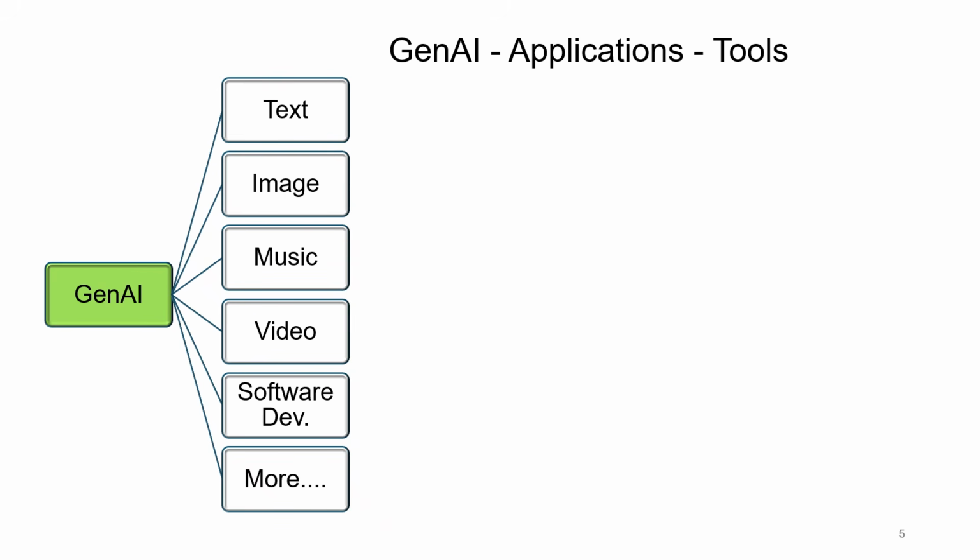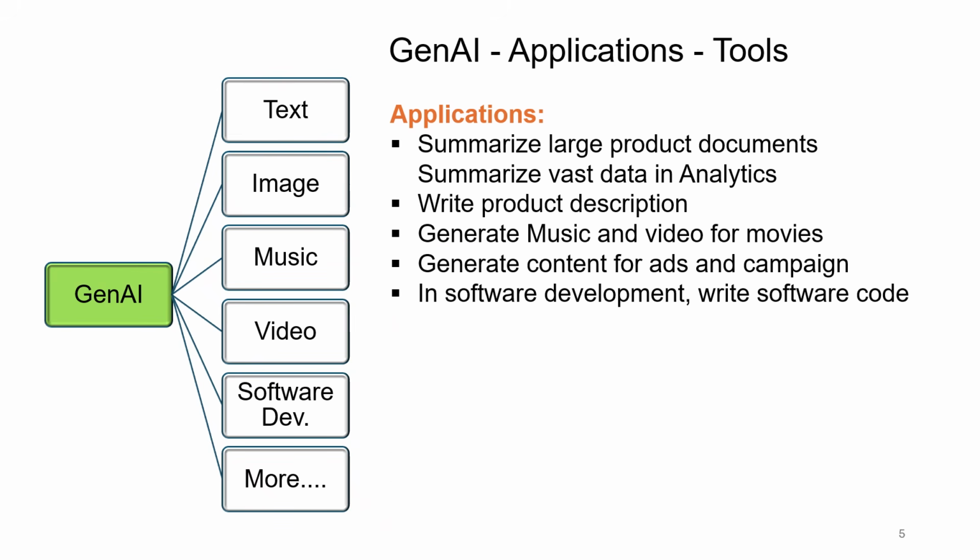Gen AI can perform complex tasks: summarize vast amounts of data using data analytic tools, summarize product reports, generate stories, poems, images, music. In software development, Gen AI is used to write code, review the code, refactor the code, all in real time. Gen AI is also used in data analysis to analyze large data sets in a few minutes to a few hours, which would otherwise require a couple of days for manual analysis.